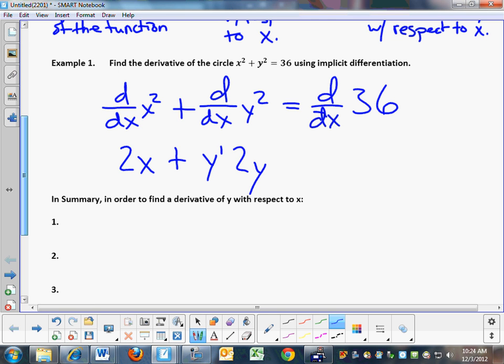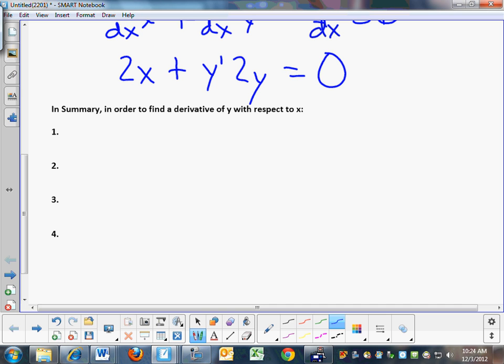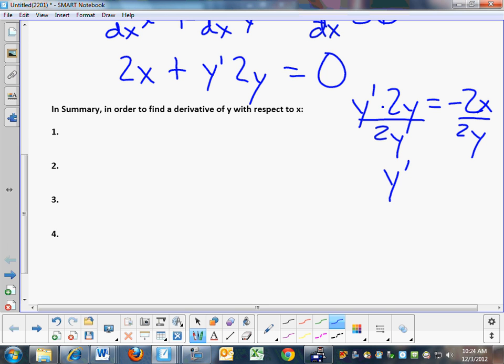What's the derivative of 36? 0. And you'd have 0 times, yeah, and it would just go away, so you get 0. So we want to solve for y prime here. How do you solve for y prime? So y prime times 2y is equal to negative 2x. Now what? Divide by 2y. And you get y prime is equal to negative x divided by y.